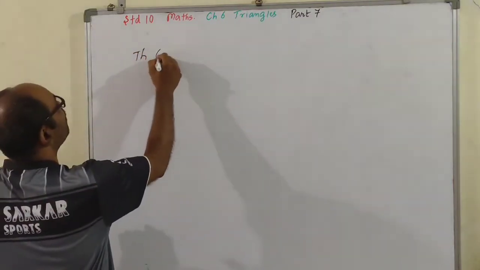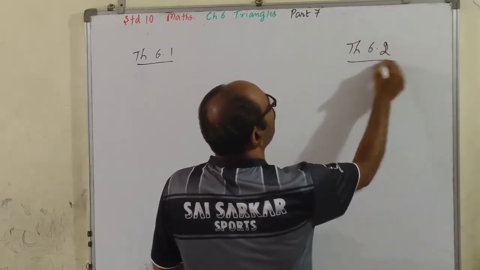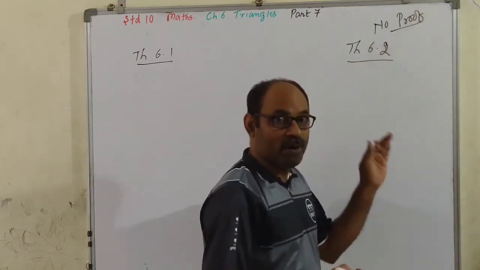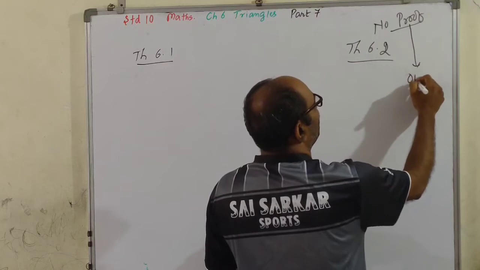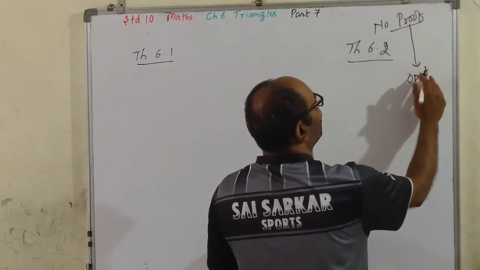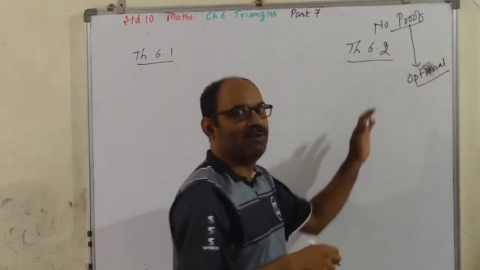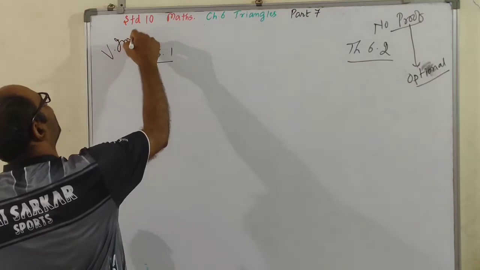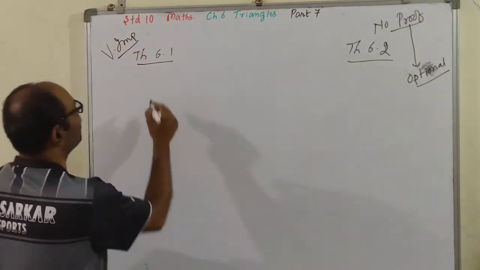Well, we saw theorem 6.1 and theorem 6.2. Here no proof is given in the book, but we prove it for our practice. So preparing this for examination is optional. If you want, you prepare. If you don't want, you don't prepare. But this is very important. It is asked in the board examination. Alright? And what was the theorem?